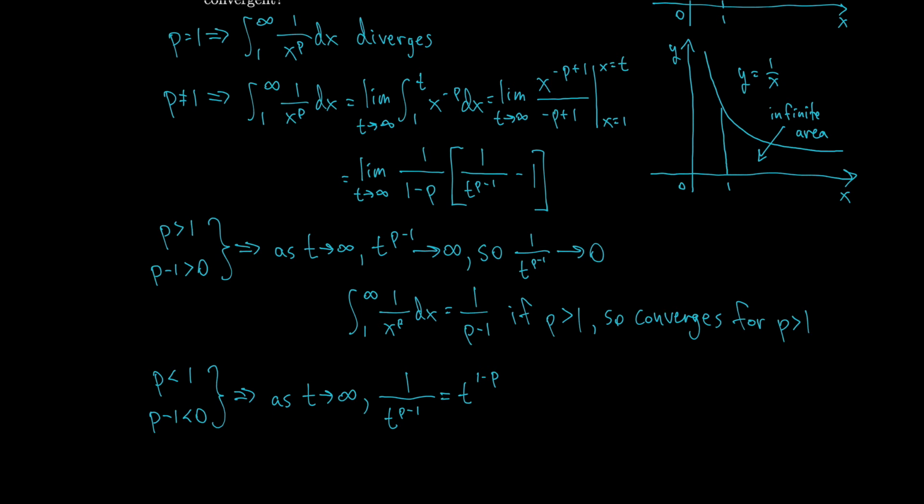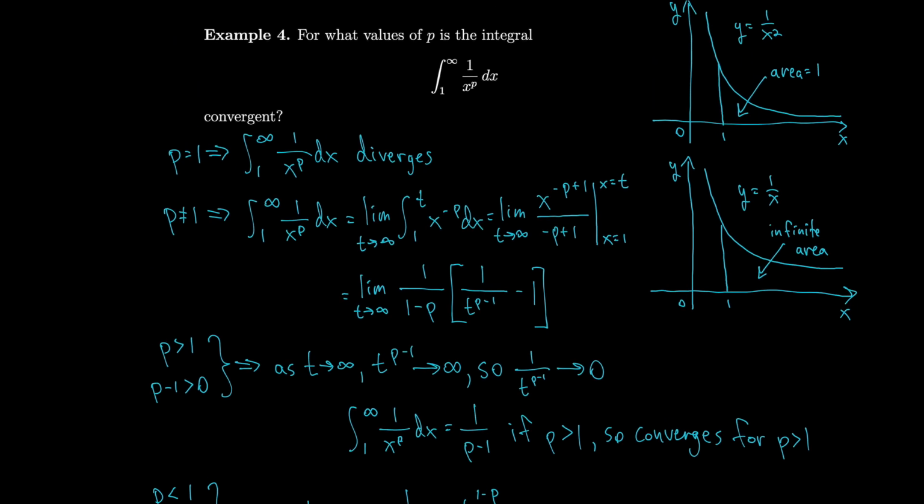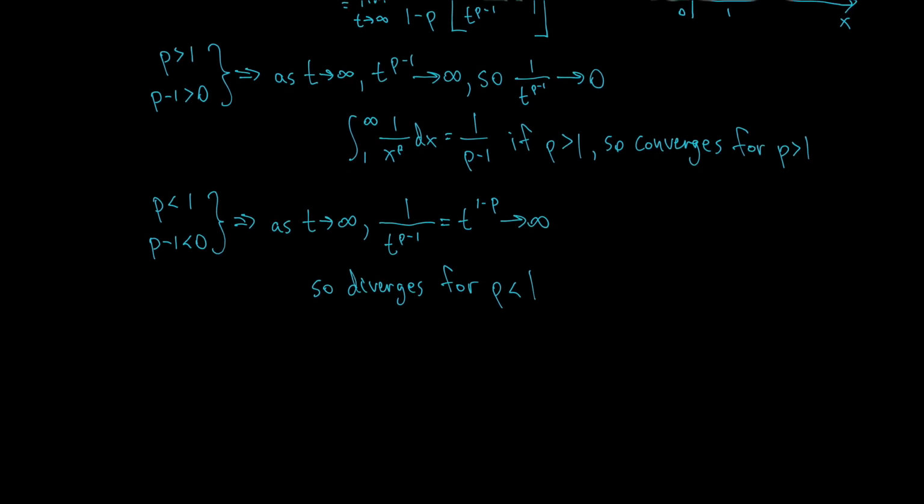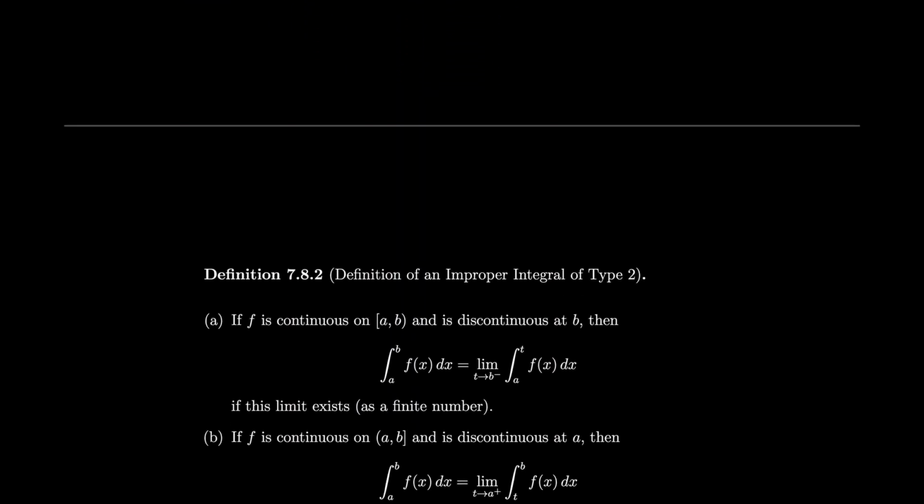So that means that t to a positive number would be super, super big, just like this went to infinity. Now t to the 1 minus p goes to infinity. Okay, but that was 1 over t to the p minus 1, that was this thing. So that means this thing doesn't go to 0 anymore, it goes to infinity now. So this thing diverges for p less than 1. So to answer our question, this integral converges assuming that p is strictly greater than 1. So 1 over x squared, 1 over x cubed, 1 over x to the 4th, all those nice values, that'll make this thing converge.